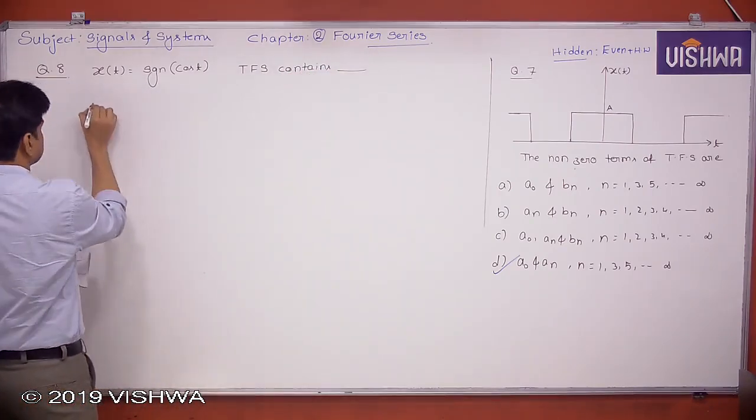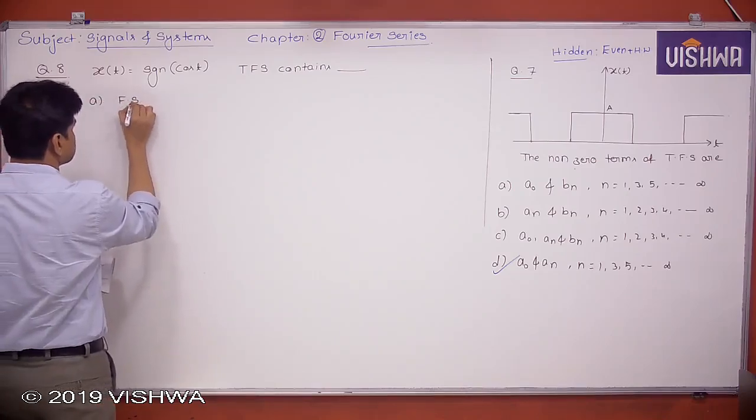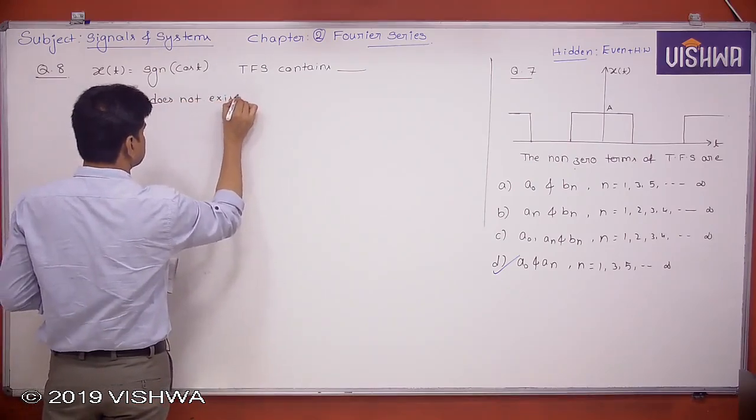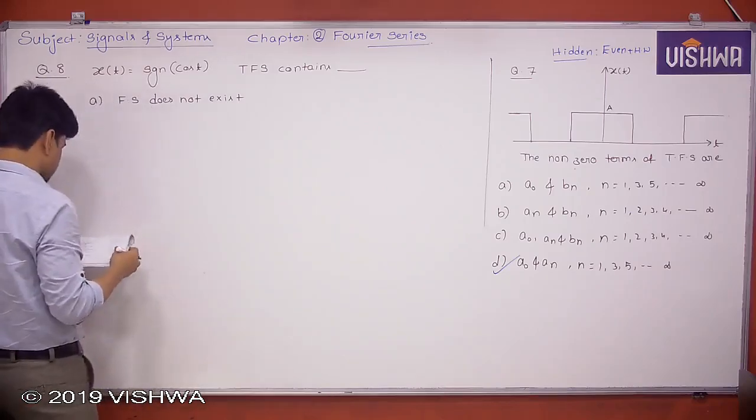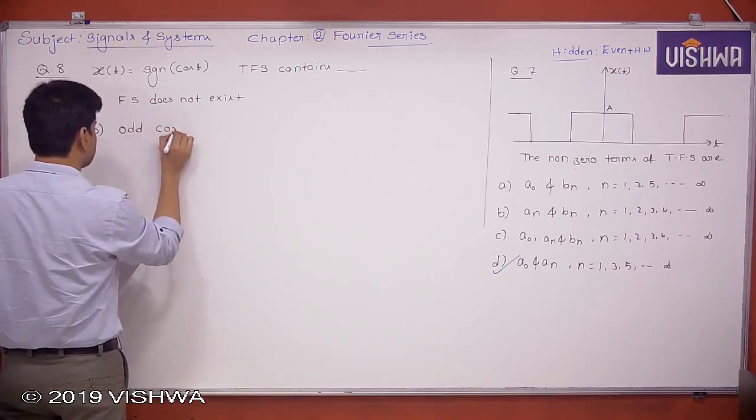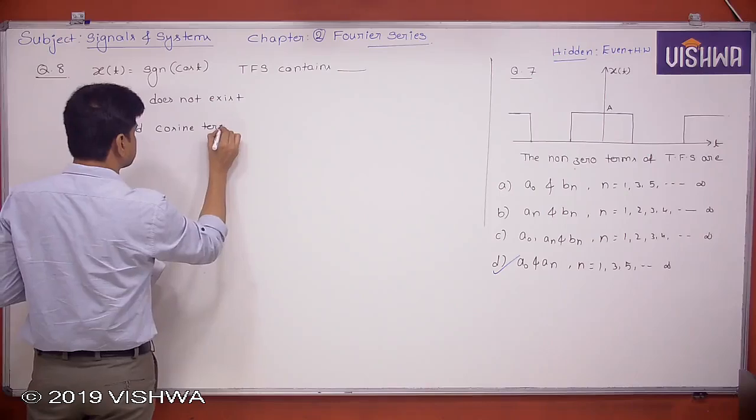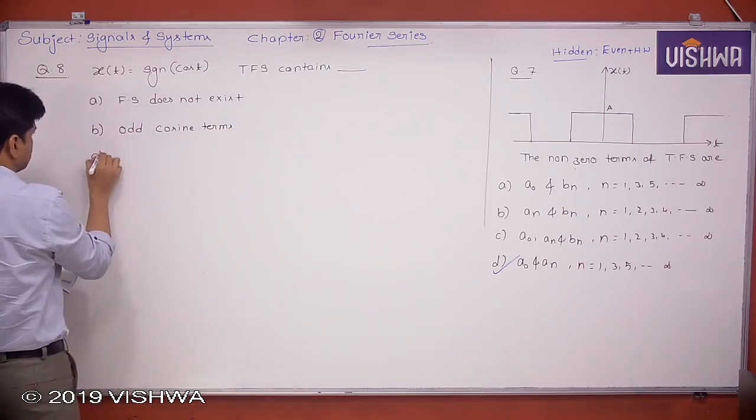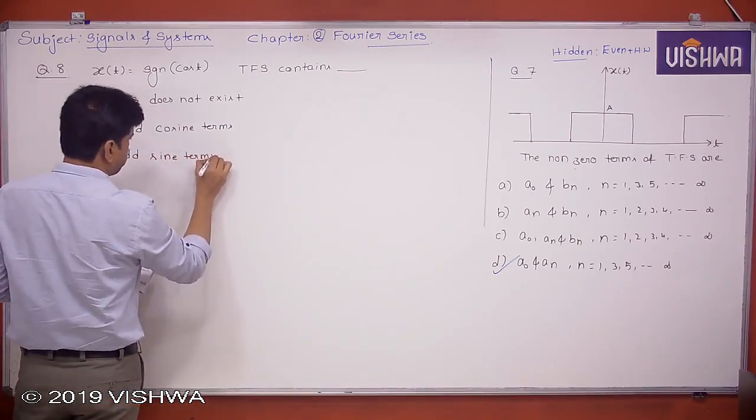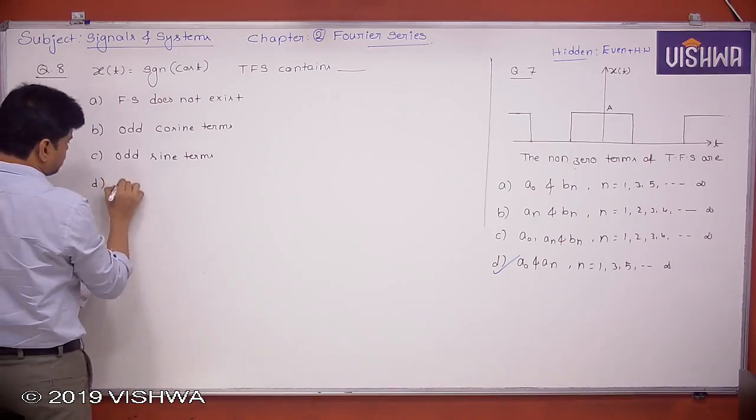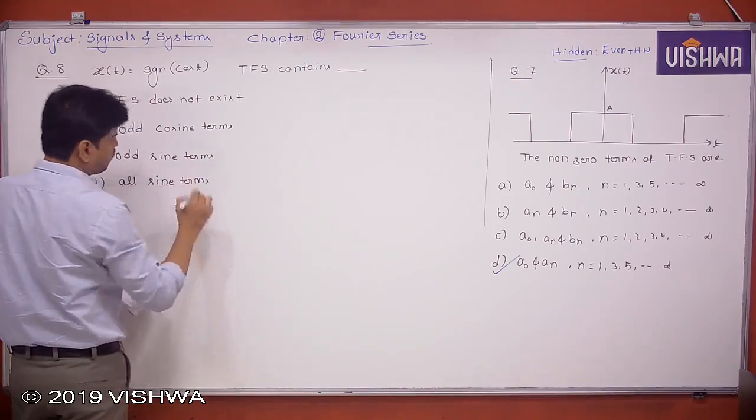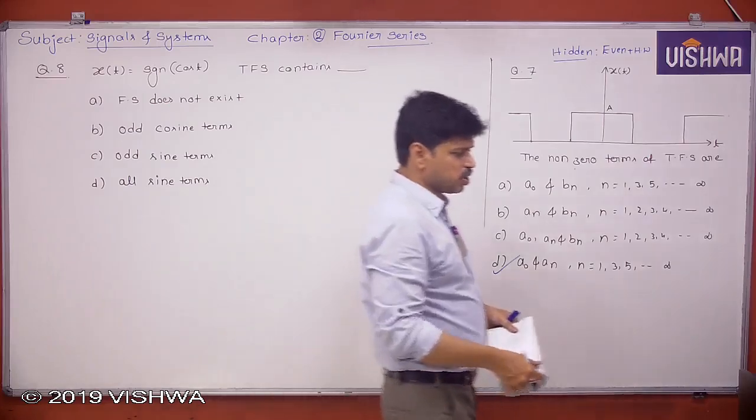Options. Option A: Fourier series does not exist. Option B: Odd cosine terms. Option C: Odd sine terms. Option D: All sine terms. Which one is going to be the correct answer?